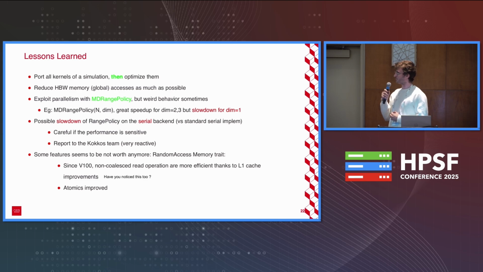And some features for us seem to not be worth it anymore. It used to be beneficial to have random access memory traits. But for instance, since the V100 architecture, it seems that non-coalesced read operations are more efficient thanks to the L1 cache improvement. So I wonder, maybe we can talk about this later. Have you noticed this too?